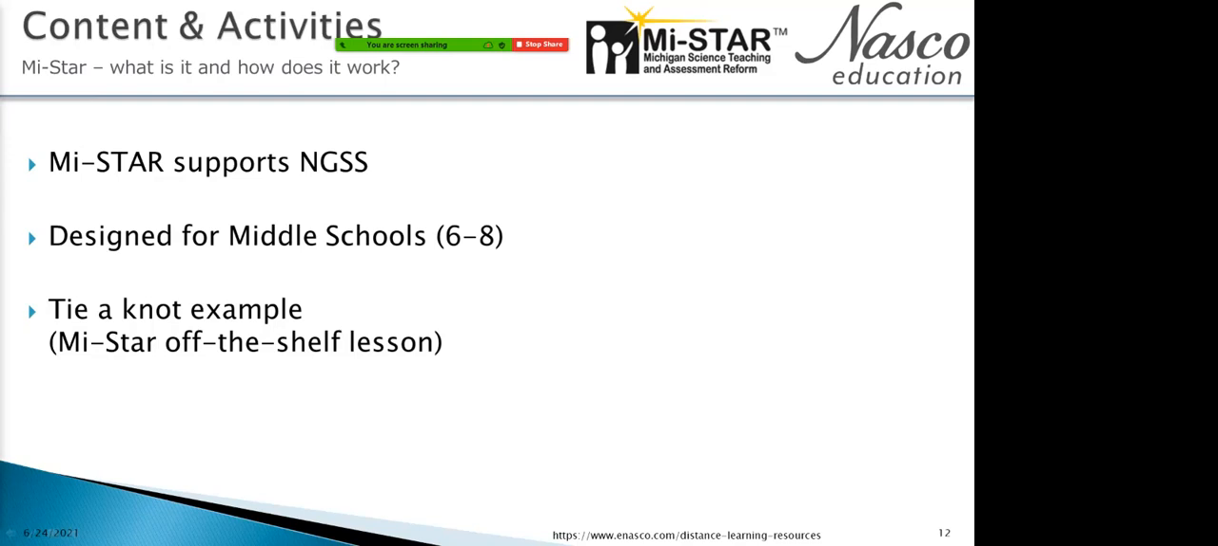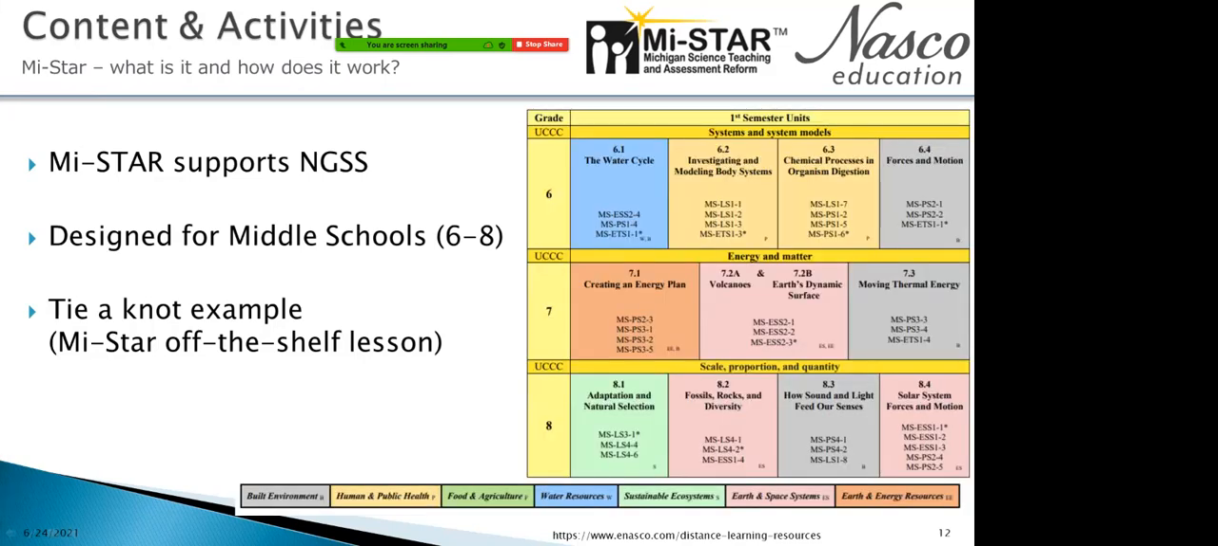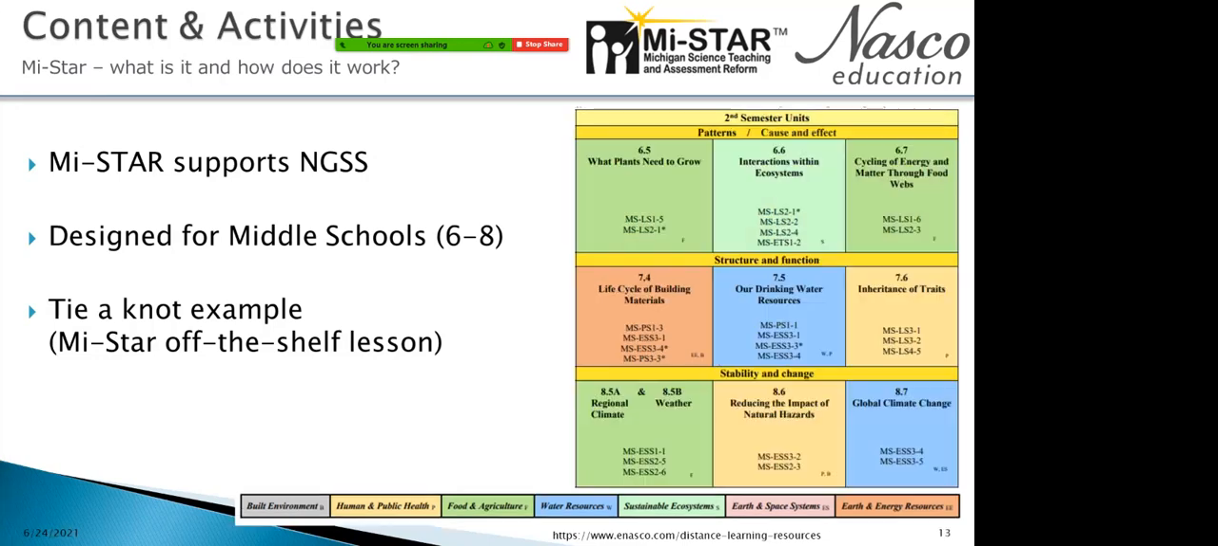Just to give you an idea of how this is broken down, they have different units, and each of these units is used over the course of a semester. You can see that each has a theme, and you can see this color coded theme around it. Sustainable ecosystems are right here for 8th grade. Built environments are for your 6th grade. Moving thermal energy, and also how sound and light feed our senses, are also different additional contents.